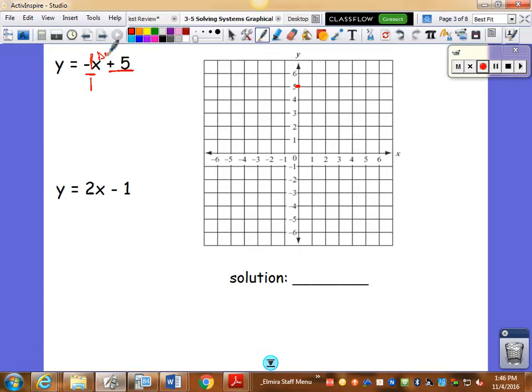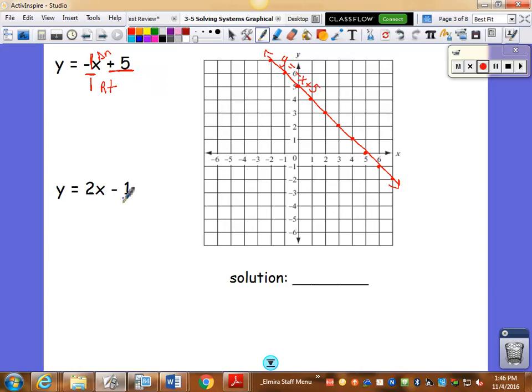Negative sign means go down 1 and 1 to the right. So down 1, 1 to the right, down 1, 1 to the right, and so on till I get to the edges. And then backwards, up 1 and 1 to the left. Connect. Arrows. And label. Y equals -x plus 5. Okay?